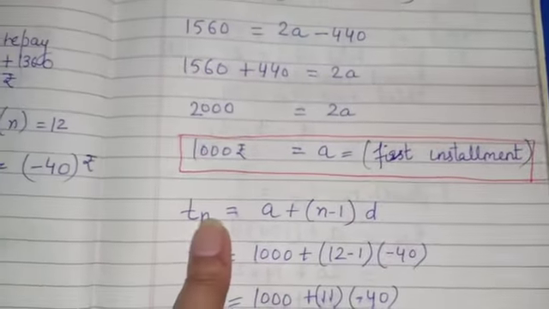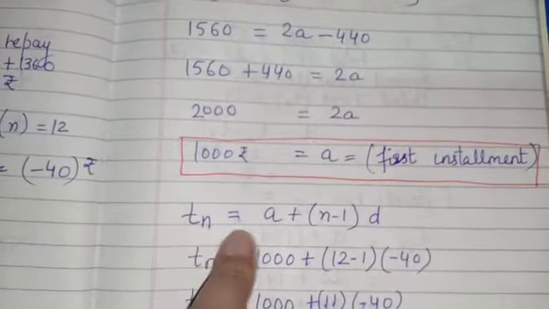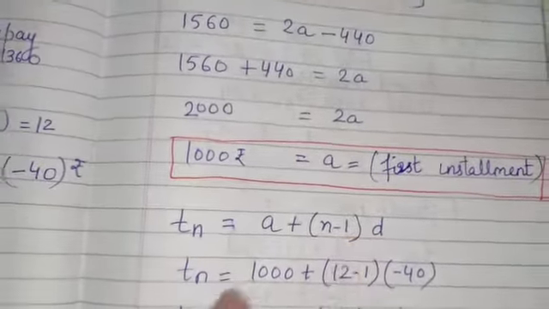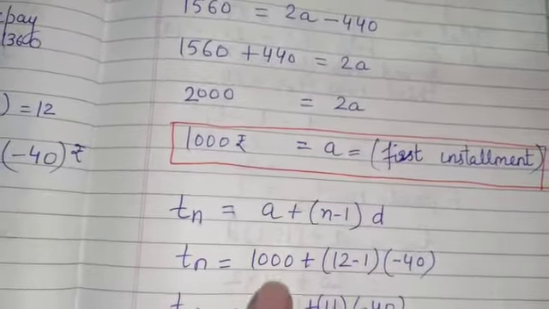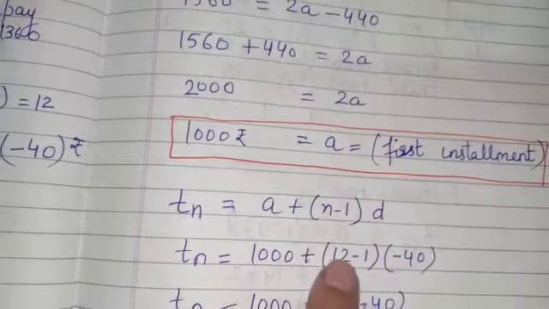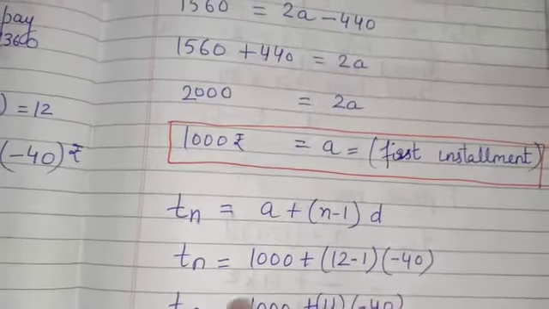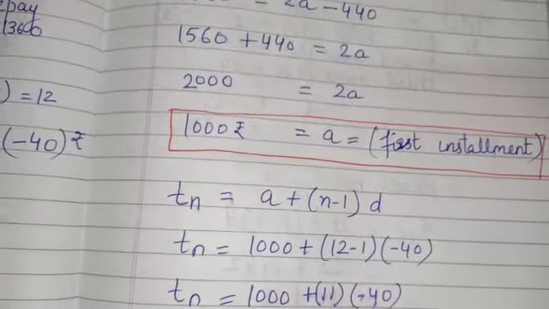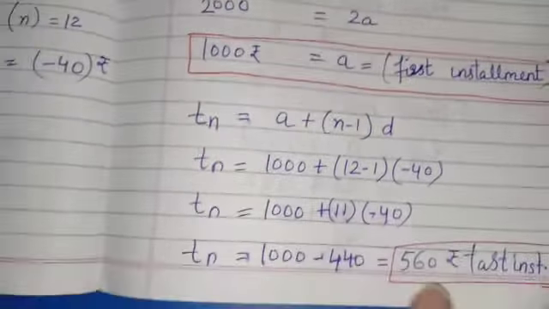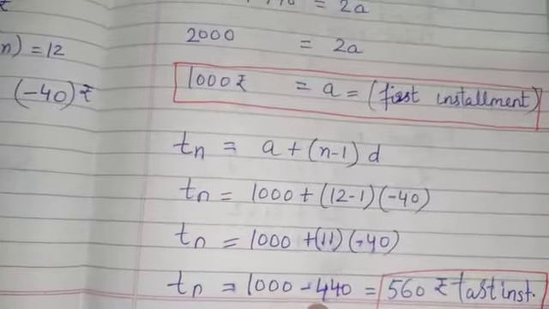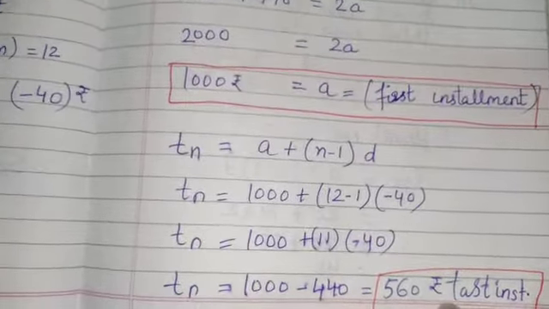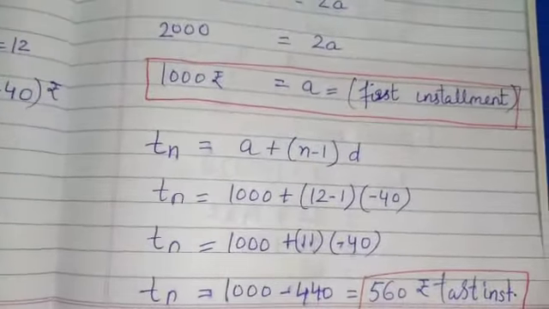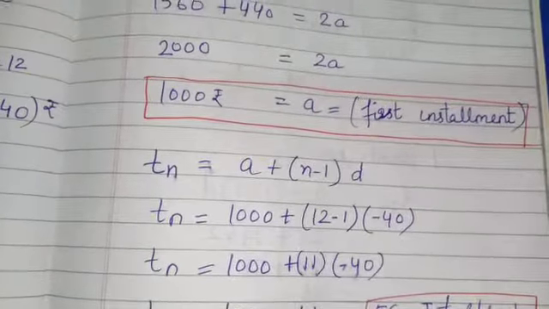Now the last installment also we have to find. So it is Tn, which is a plus n minus 1 into d, the formula for the nth term. Now Tn is equal to a, value 1000, plus n minus 1, which is 12 minus 1, into d, which is minus 40. That will come as Tn equals 1000 plus 11 into minus 40, right? Which means Tn equals 1000 minus 440, which is equal to 560 rupees. That is, the first installment is 1,000 rupees and the last, 12th installment he has to pay is 560 rupees.